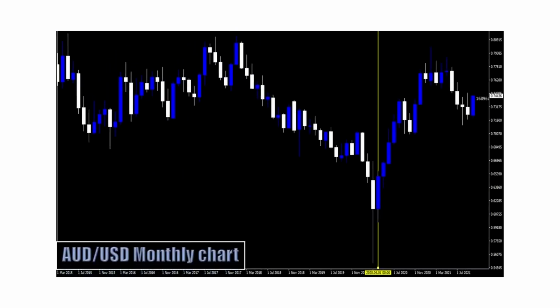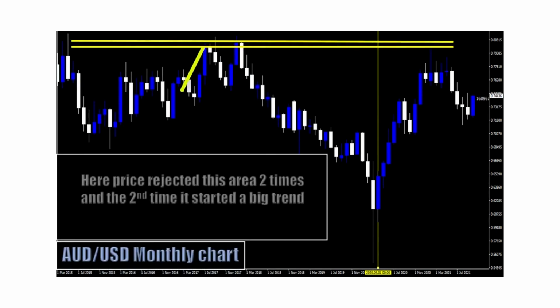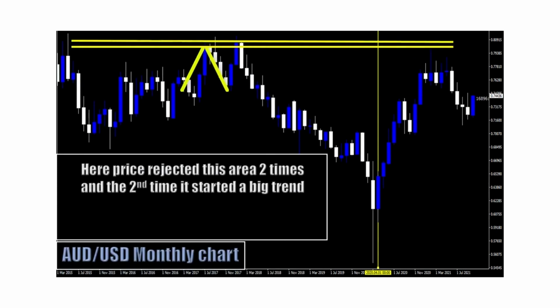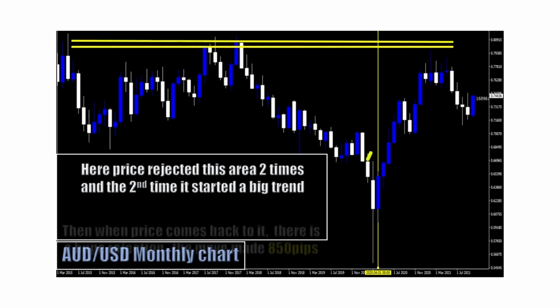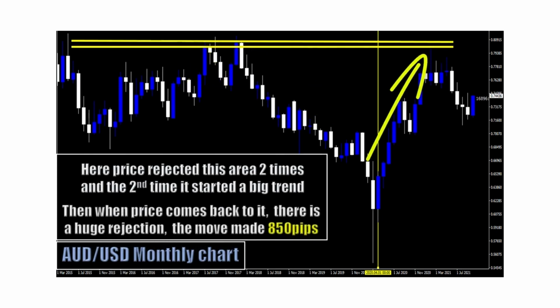Back to the AUD/USD monthly chart. Here you can see price rejected this area 2 times, and the second time it started a big trend. Then when price comes back to it, there is a huge rejection. The move made 850 pips.